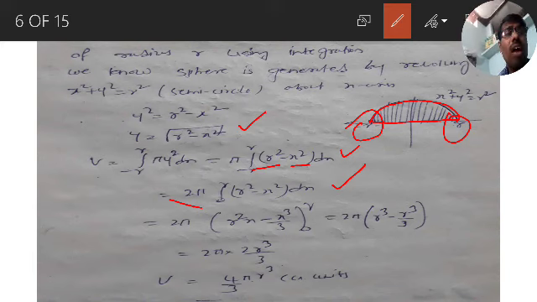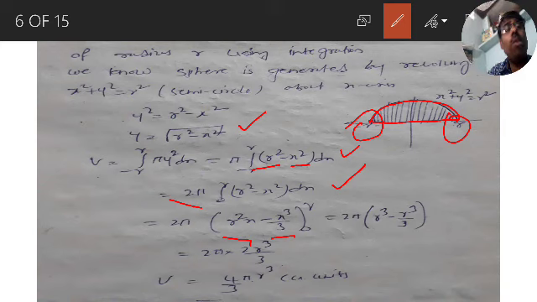So r square is a constant, integration of dx is x, so r square into x, and integration of x to the power of n is x to the power of n plus 1 by n plus 1, so integration of x square is x cubed by 3, upper limit minus lower limit. What does the fundamental theorem of integral calculus say? That after integration you have to apply upper limit minus lower limit. So r square into x minus x cubed by 3, upper limit minus lower limit.